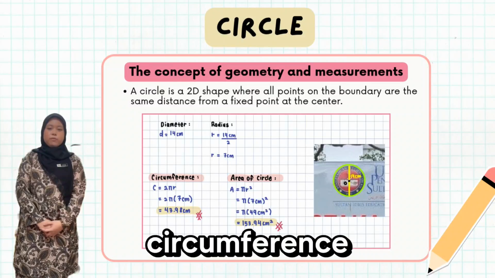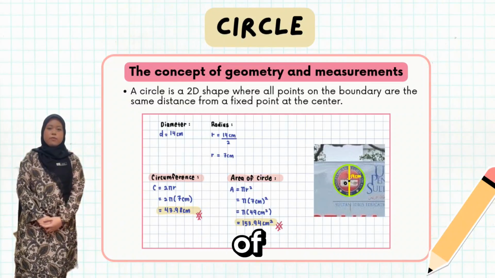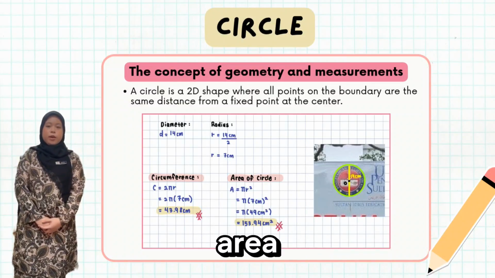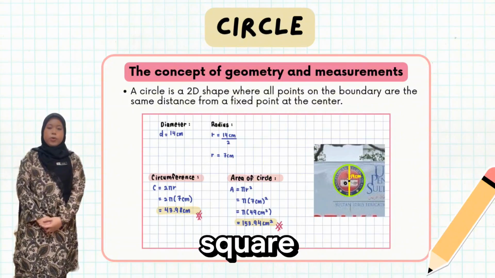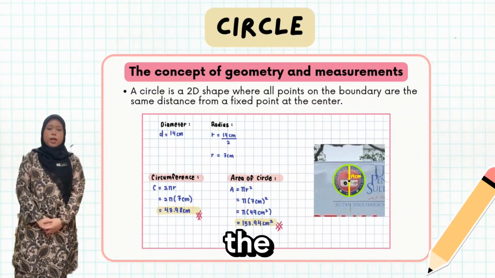After finding the circumference, we proceed to finding the area of the circle. The formula for the area of a circle is pi r squared. We substitute the values and get the area of the circle.